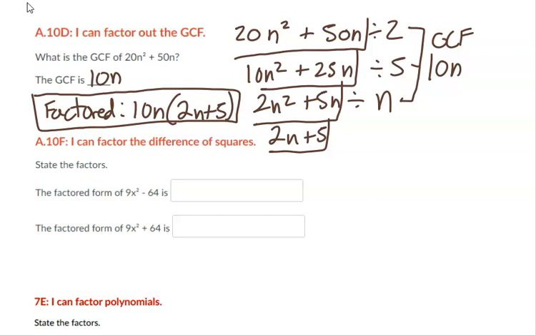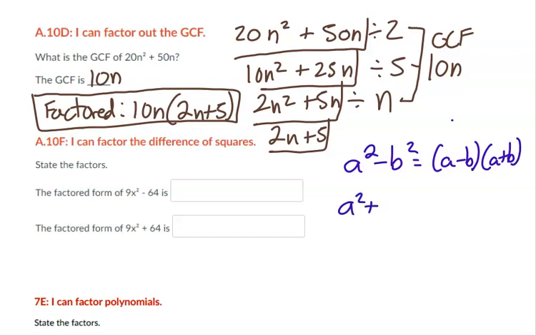A.10f. I can factor the difference of squares. Here's the formula for difference of squares: a squared minus b squared equals parentheses a minus b times a plus b. The sum of squares formula, a squared plus b squared, would be parentheses a minus bi times a plus bi.